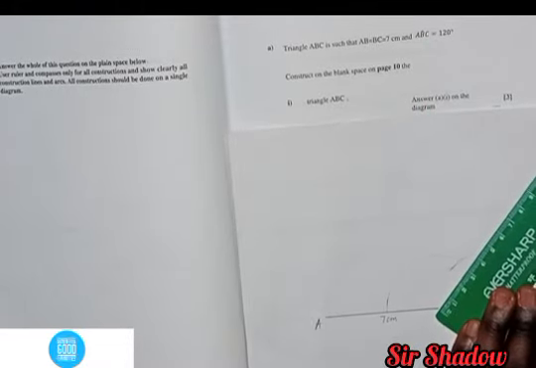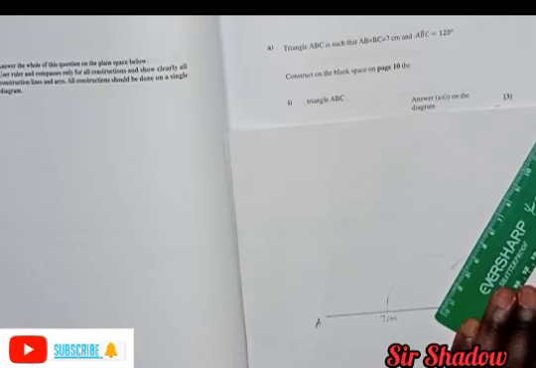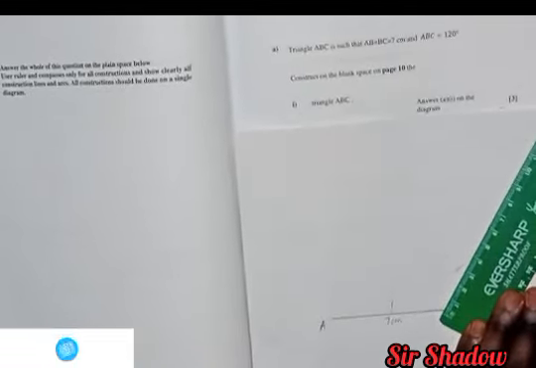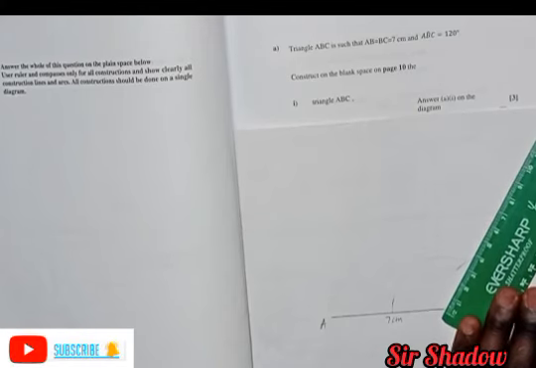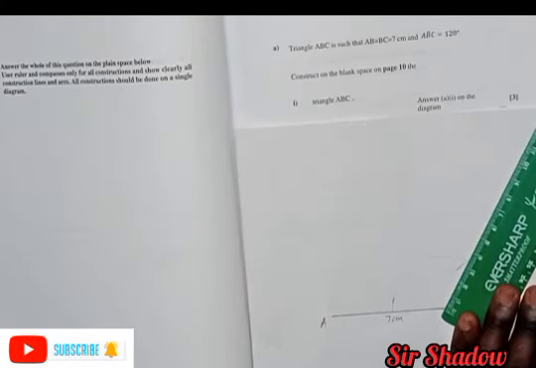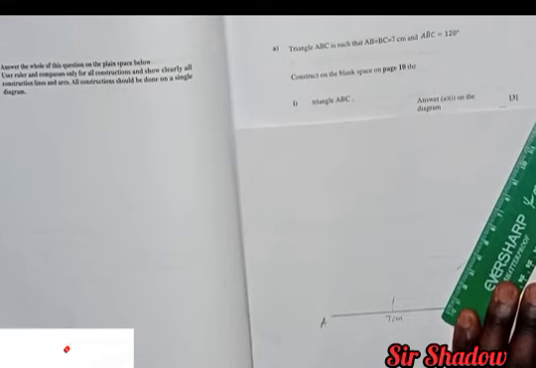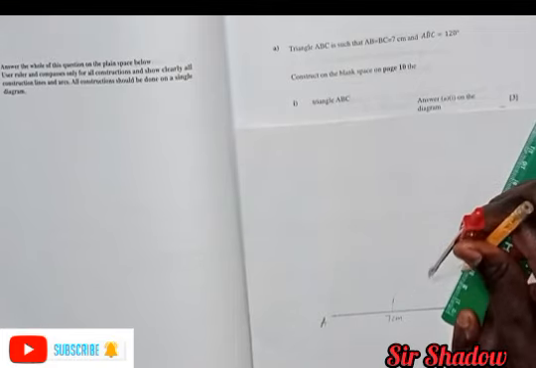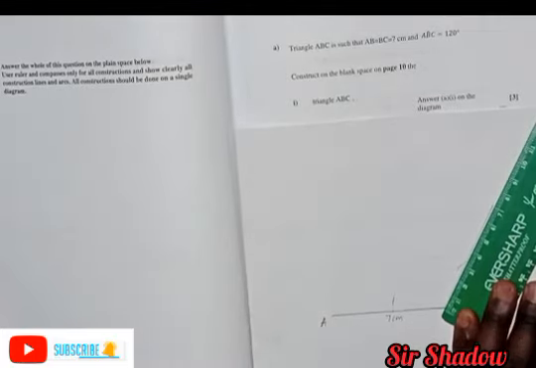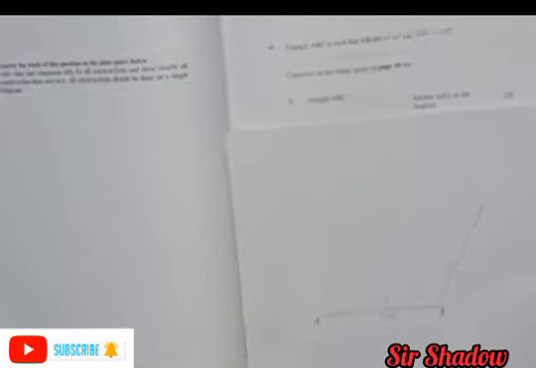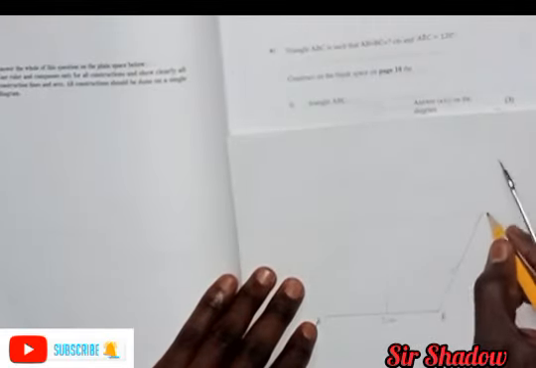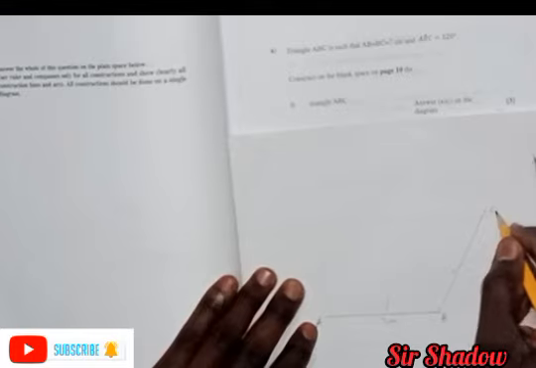7 centimeters from B, and passes through the point of intersection of a half circle and in that angle 7 centimeters. This is 7 centimeters, right? So this is the point. This is point C.